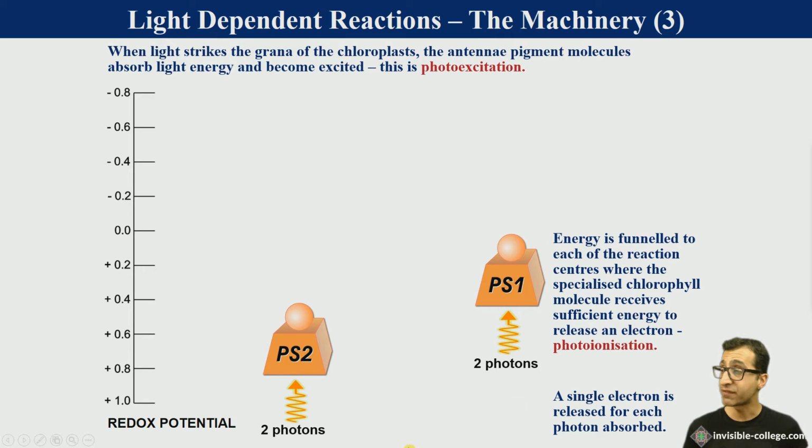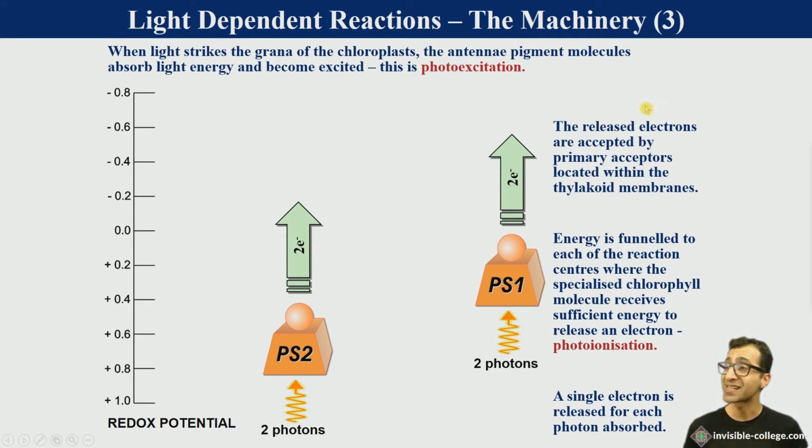Now, because each of these photosystems needs to absorb 2 photons in order to get this process underway, this means that in each of these photosystems, once the energy from those 2 photons has been funneled down to the reaction center, it will release 2 electrons for each one of these photosystems. So the released electrons are accepted by the primary acceptor molecules located again within those thylakoid membranes. So again, this is happening in both photosystems here, and we see that they are both at different relative energy levels, and so ultimately the electrons which are passed to these primary acceptor molecules are also at different energy levels.